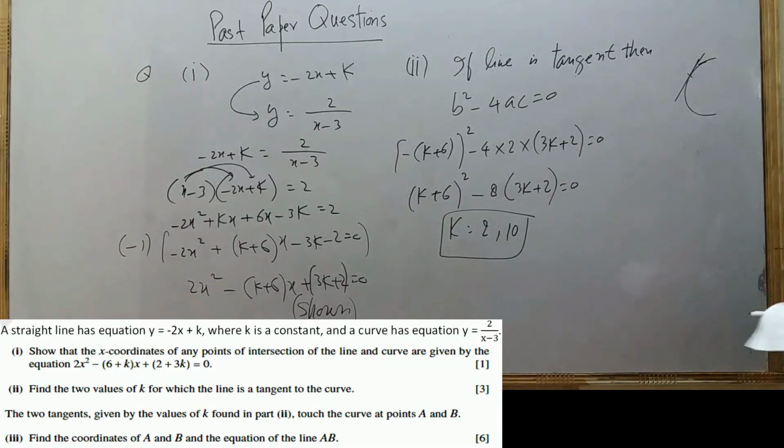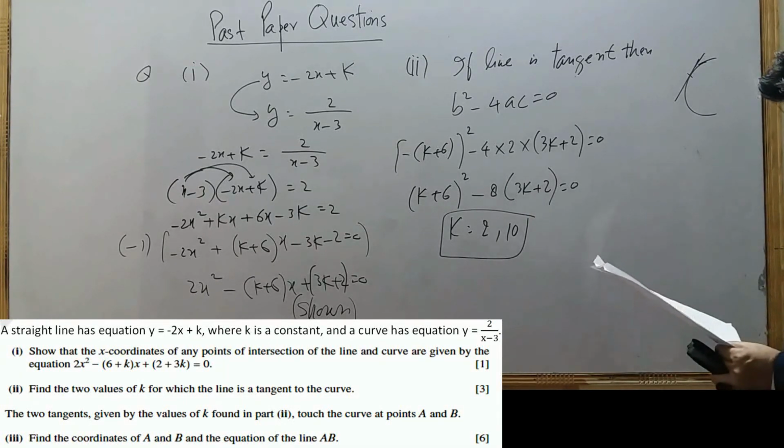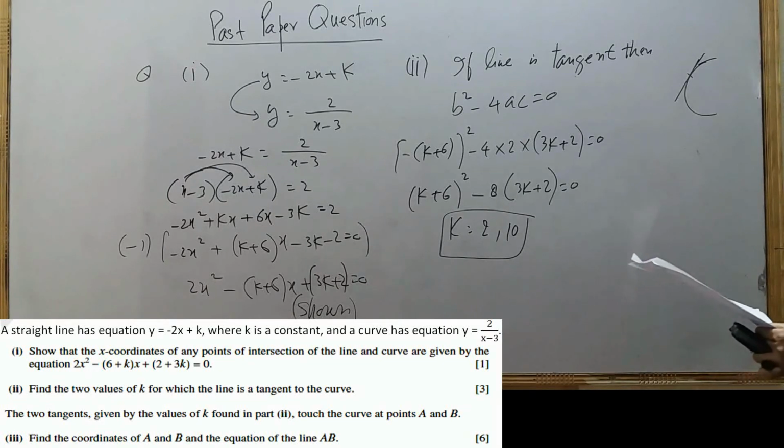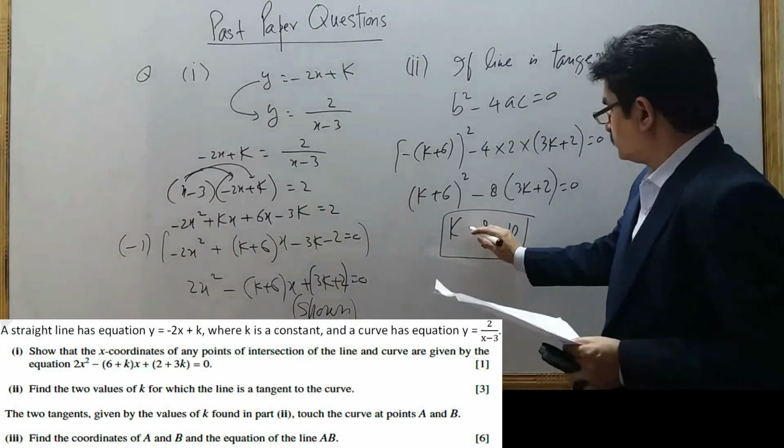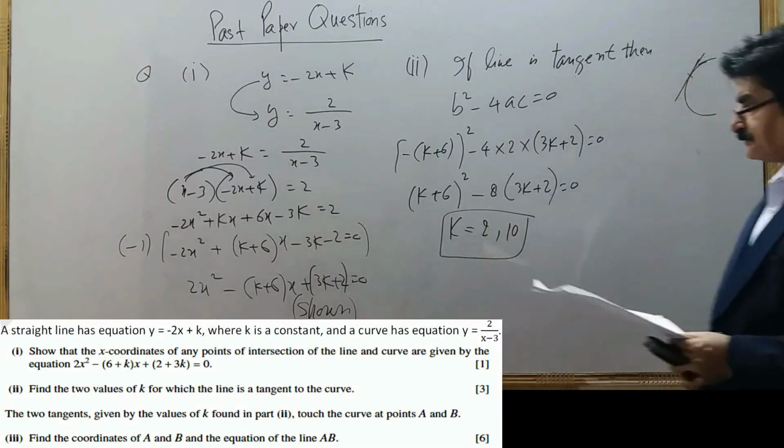Then we have the last part of this question: the two tangents given by the values of k in part 3 touch the curve at points A and B. Find the coordinates of A and B and the equation of line AB. Now we have two values of k.